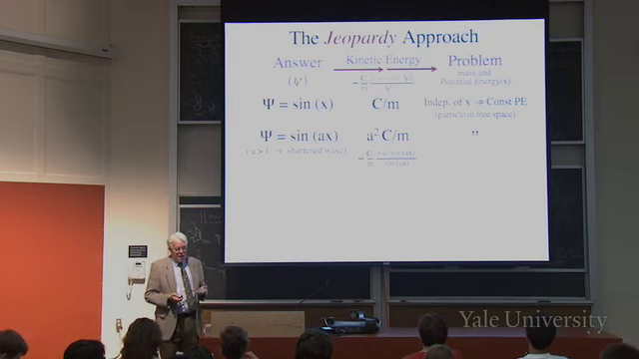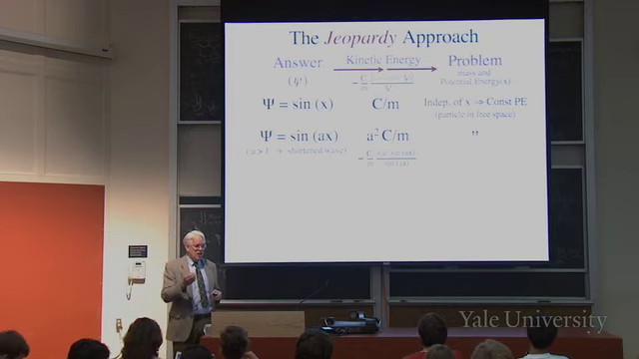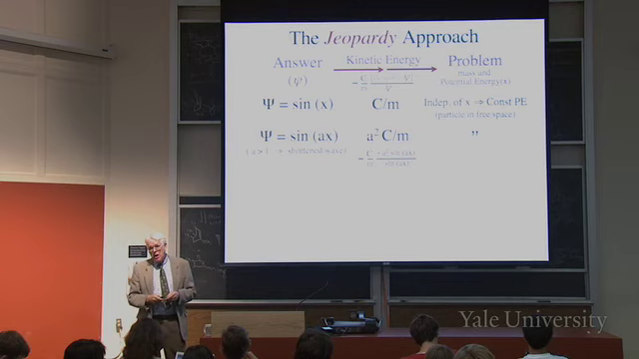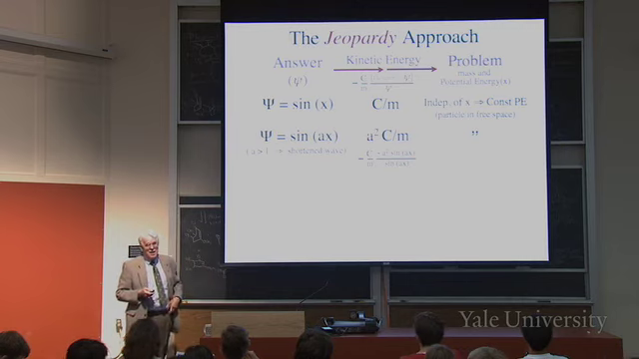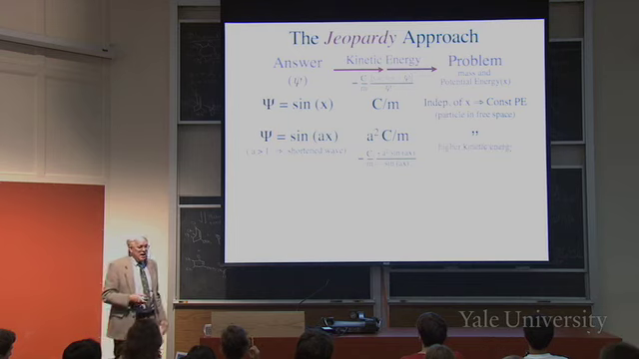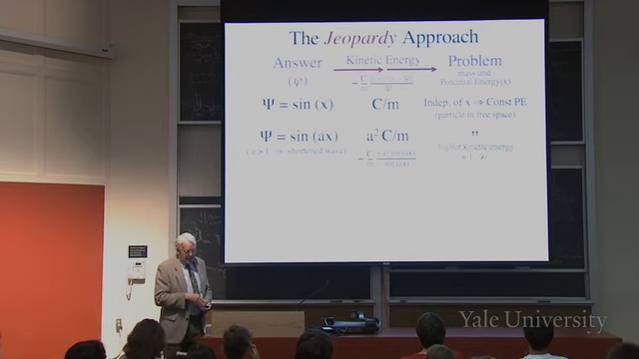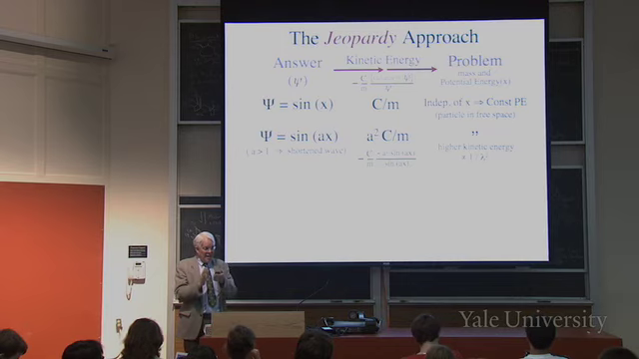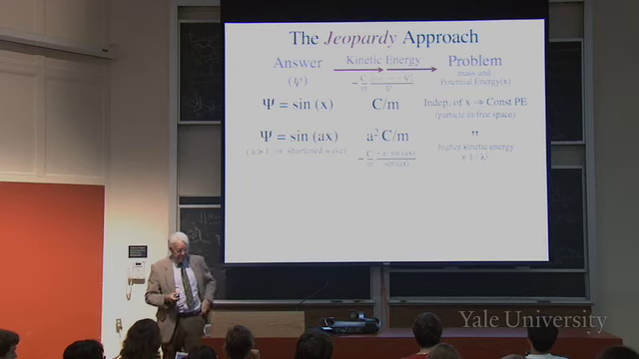Okay? So again, the potential energy is constant, right? Doesn't change with position. But what is different? It has higher kinetic energy if it's a shorter wavelength. And notice that the kinetic energy is proportional to a squared, right? A shortens the wave. It's proportional to a squared, 1 over the wavelength squared.